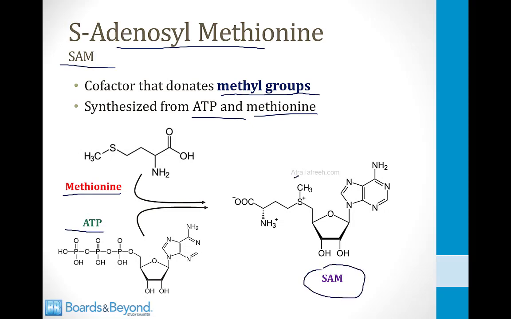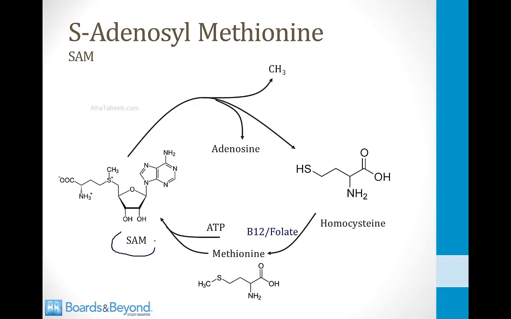And you can see that it has this one carbon right here hanging off of a sulfur group, and this carbon is ready to be donated to other structures, and that is exactly what SAM will do in many reactions inside of cells. When S-adenosylmethionine donates its methyl group to some other structure and then adenosine is removed, what you are left with is the amino acid homocysteine, and this is the structure of homocysteine on the screen here.